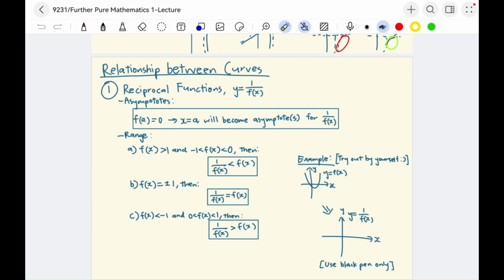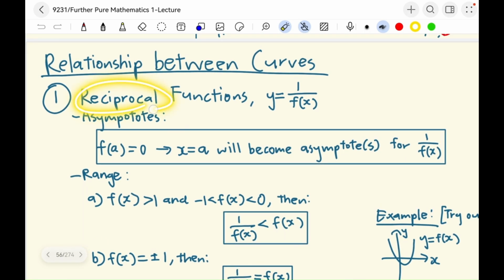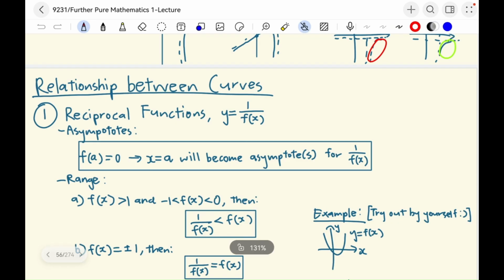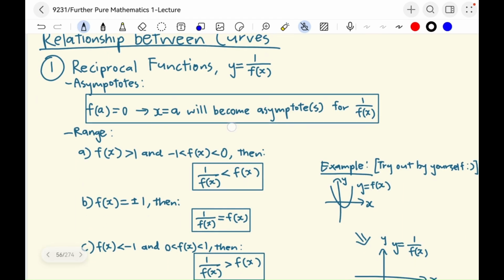Alright, so the first one is the reciprocal functions. I believe everyone should know about the reciprocal functions, alright? So, given there is an f(x), I want to make it a denominator. So, we flip it like this, or f(x) bracket to the power of -1. So, this is called the reciprocal functions. I believe we have seen this before in the chapter 2 functions, alright?